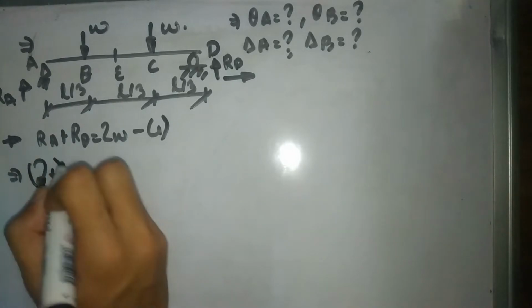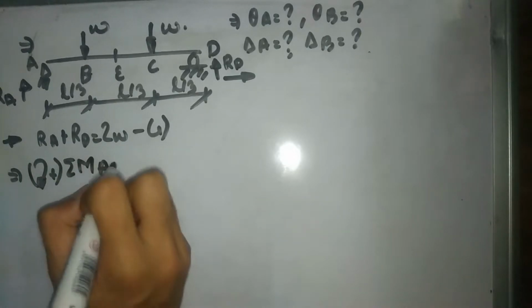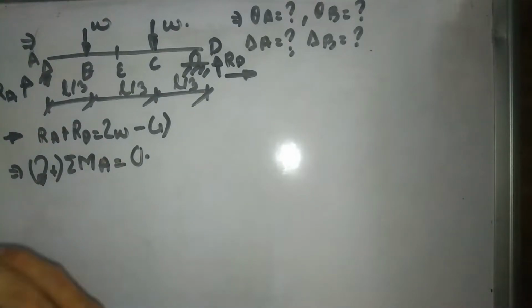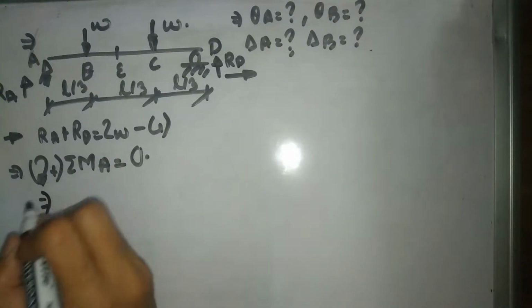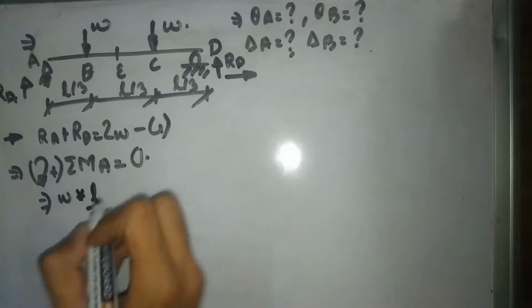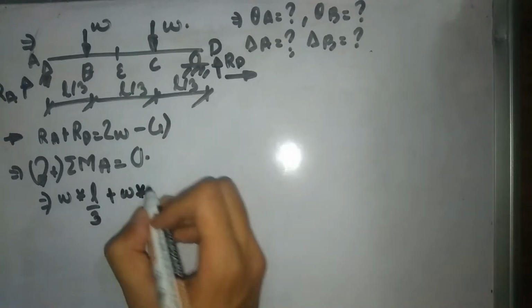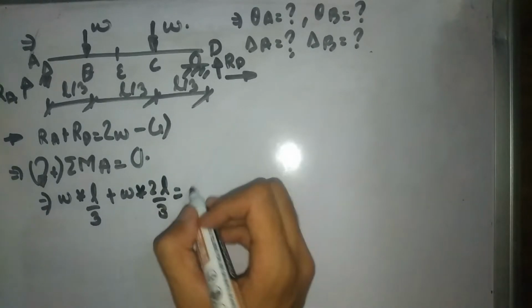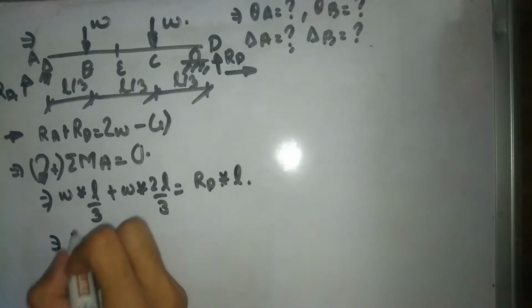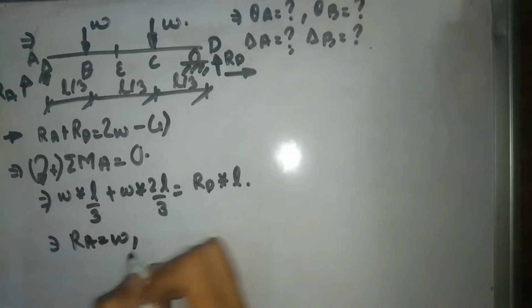These are simple steps, so I'm not going to explain more on this. Simply we are going to calculate our reaction force. Next we are going to calculate our moment about A. It's going to be W into L by 3 plus W into 2L by 3 equals RD into L. On solving this, I'm going to get my value of RA as W and RD as W.